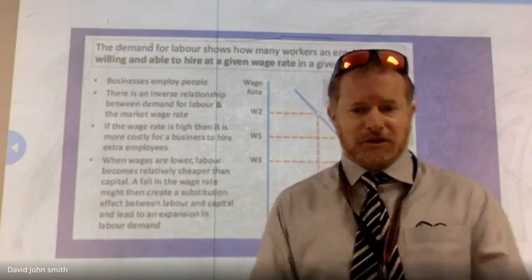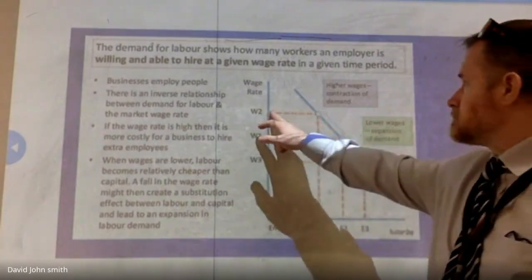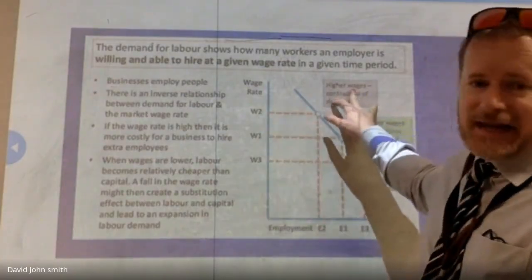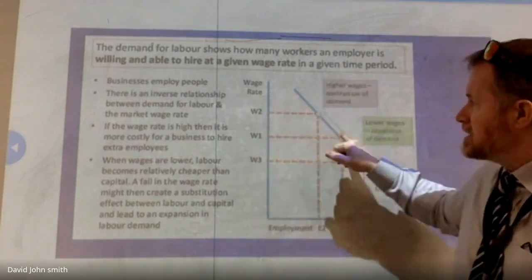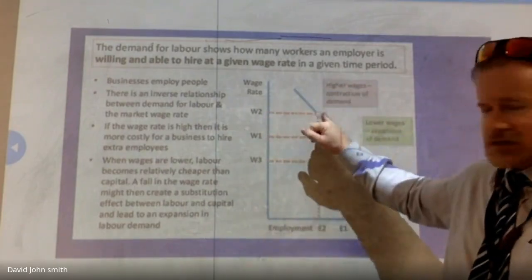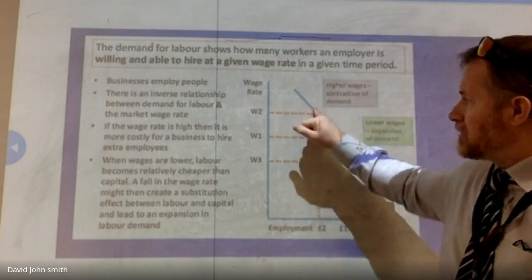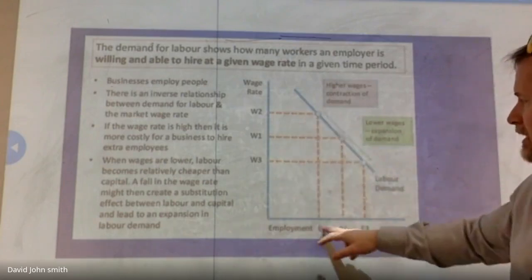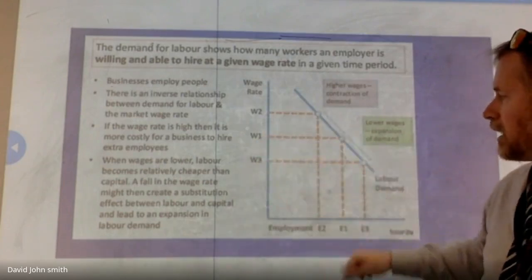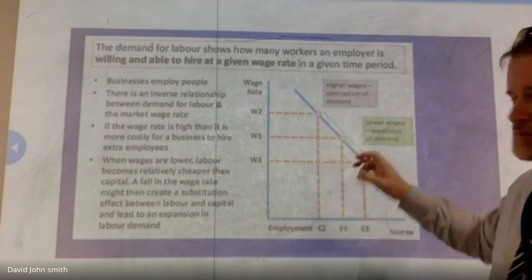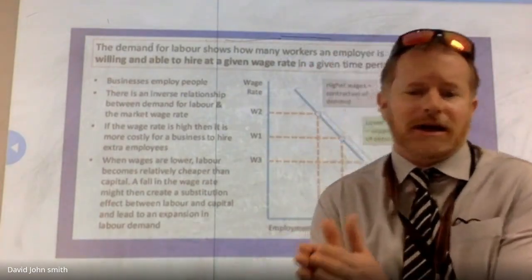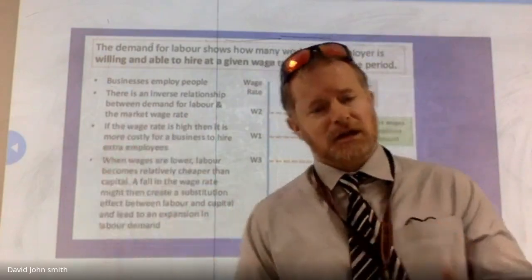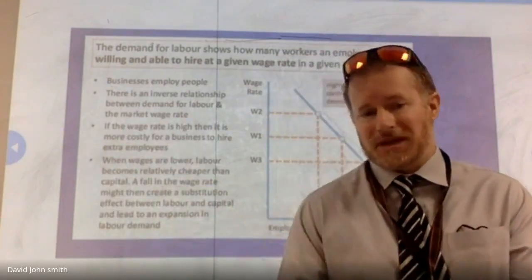We tend to say that from a business point of view, if the wages are higher, the cost is higher, so there will be a contraction of quantities demanded. So you move up the demand curve that way. However, if the wages are falling, if they're lower, then we tend to see an expansion of the quantity demanded along that way. Okay? That's just like a normal demand curve, an expansion and a contraction. It's just that we're talking about people. We're talking about labour. That's what we're doing.